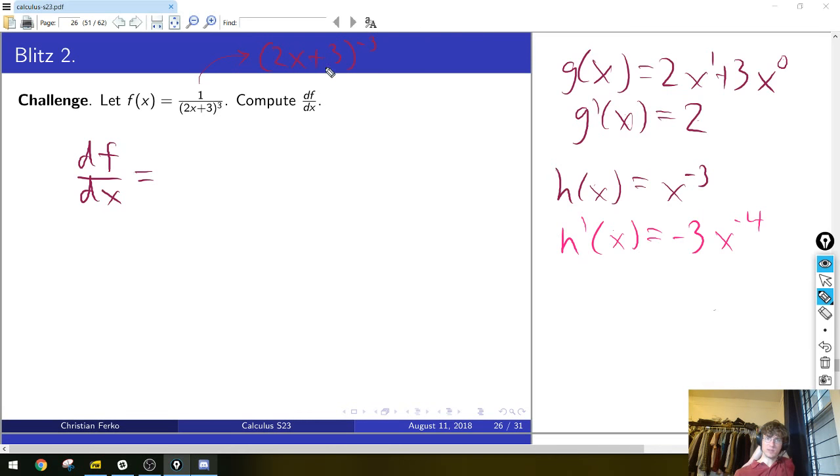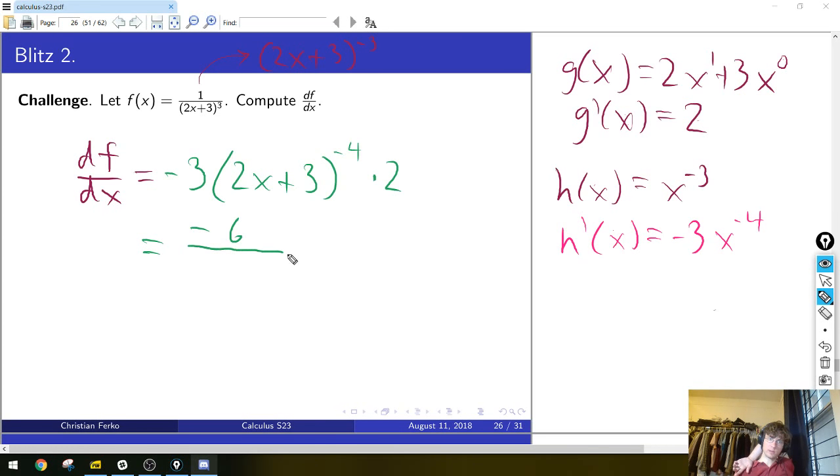Well, first question is which is the outside? Oh, sorry. Is it? So this is going to be. That doesn't look quite right. Is it negative 3 times 2x plus 3 to the power of negative 4? Good, so that's derivative of outside with inside left alone, and we multiply by what? 2. 2, good. So, yeah, this is right.